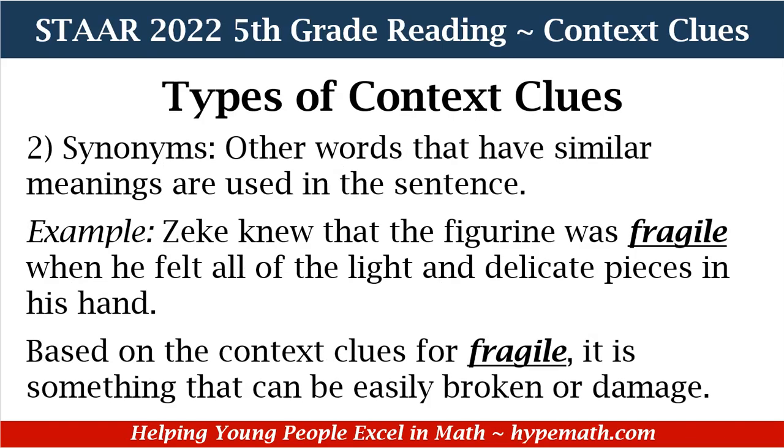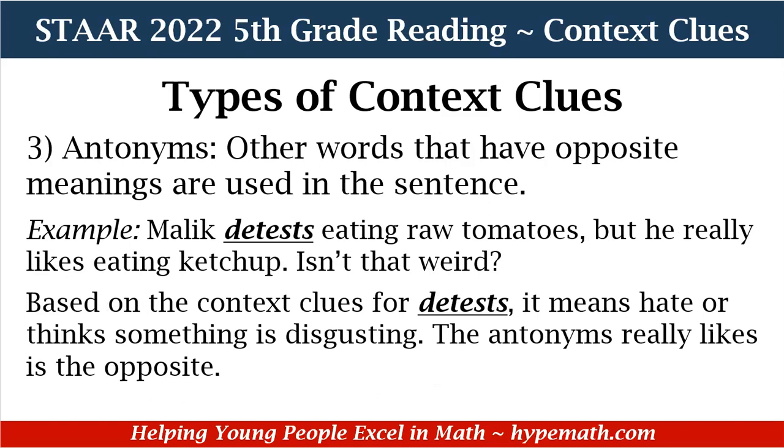Next, we have synonyms. These are other words that have familiar meanings that are used in the sentence. In our example, Zeke knew that the figurine was fragile when he felt all of the light and delicate pieces in his hand. So fragile, if we didn't know what that meant, we can determine because the pieces are light and delicate, they can be easily broken or damaged.